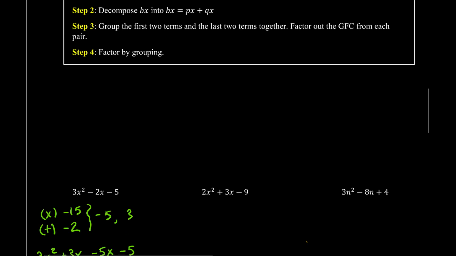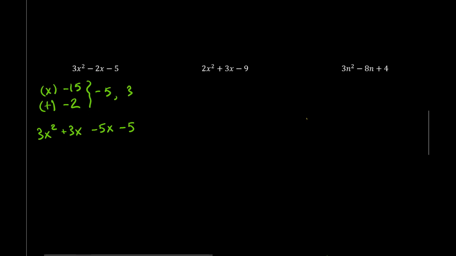Currently, we're on step number 3, and you'll see why I put it in this order. Okay, so I'm going to group the first 2 terms and the second 2 terms together. And what I'm going to do is factor out the GCF, the greatest common factor, out of the first set and the second set. So I'll show you what I mean.